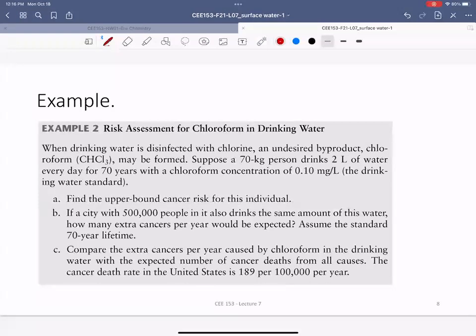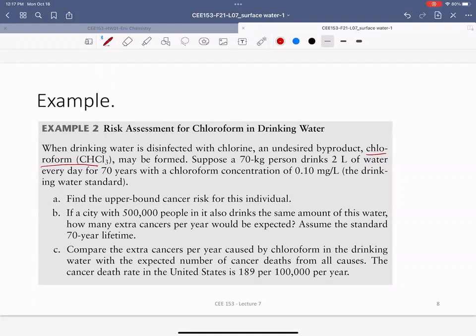When drinking water is disinfected with chlorine, an undesired byproduct, chloroform, may be formed. So the chemical you are interested in is chloroform. Suppose a 70 kilogram person drinks 2 liters of water every day for 70 years with a chloroform concentration of 0.1 milligram per liter in drinking water. That's the drinking water standard; you can't exceed that amount. So you are assuming this 70 kg person has been drinking this water for a whole lifetime, 70 years. What's the risk of developing cancer for that person?